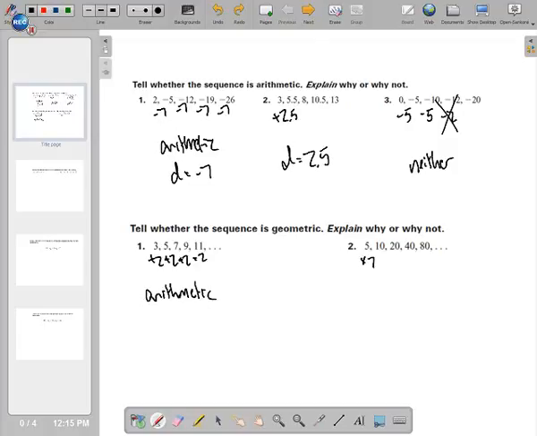Number 2, we multiplied by 2. 20 times 2 is 40. 40 times 2 is 80. So if you multiply, this is geometric. It's geometric because they multiplied by the same thing every time. And normally we talk about the rate, the common ratio rather, and that is 2. So this is geometric and the ratio is 2.